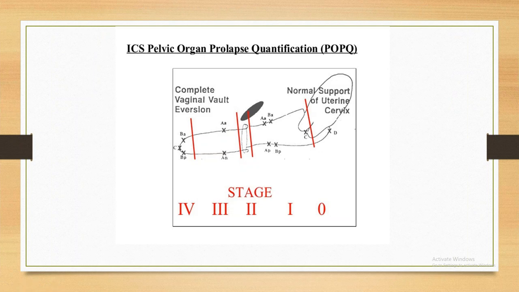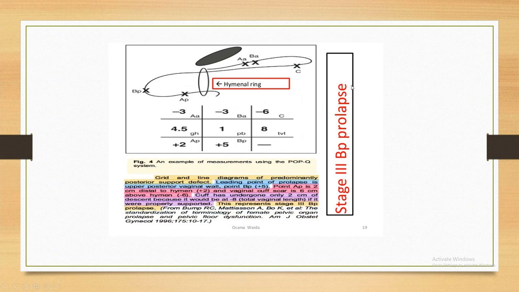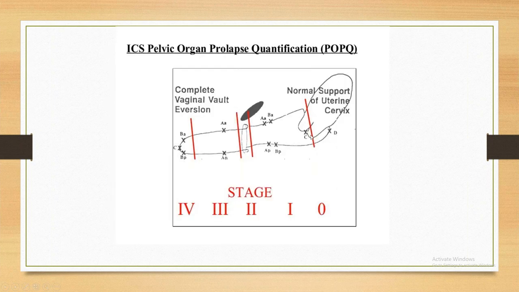Can you see this? This is the normal position. Here all the points A, B and everything will be normal. Aa and Ba will be minus 3, Ap and Bp will be minus 3, and C or D will be around minus 8 if the TVL is 10 centimeters. So it will become stage 0 prolapse.